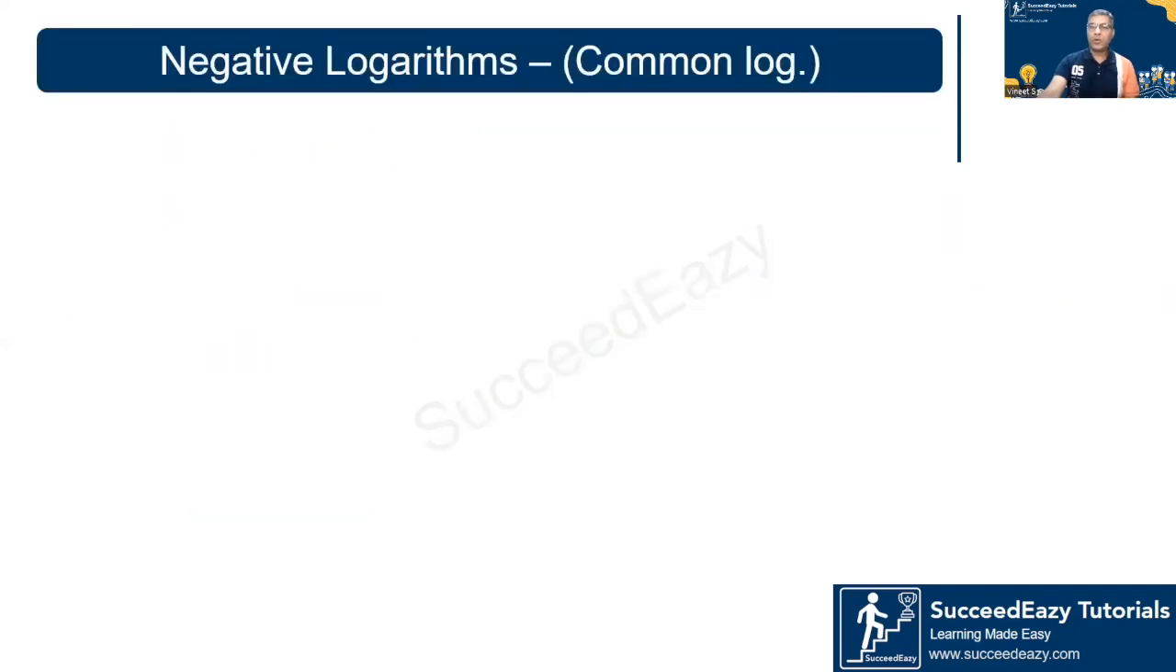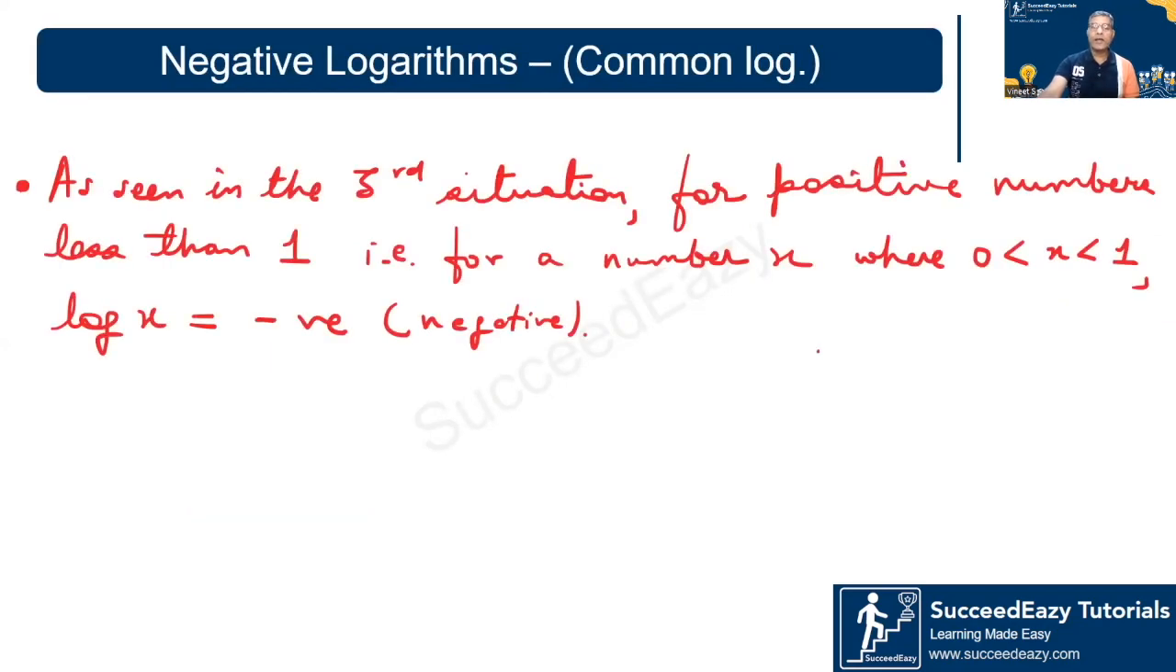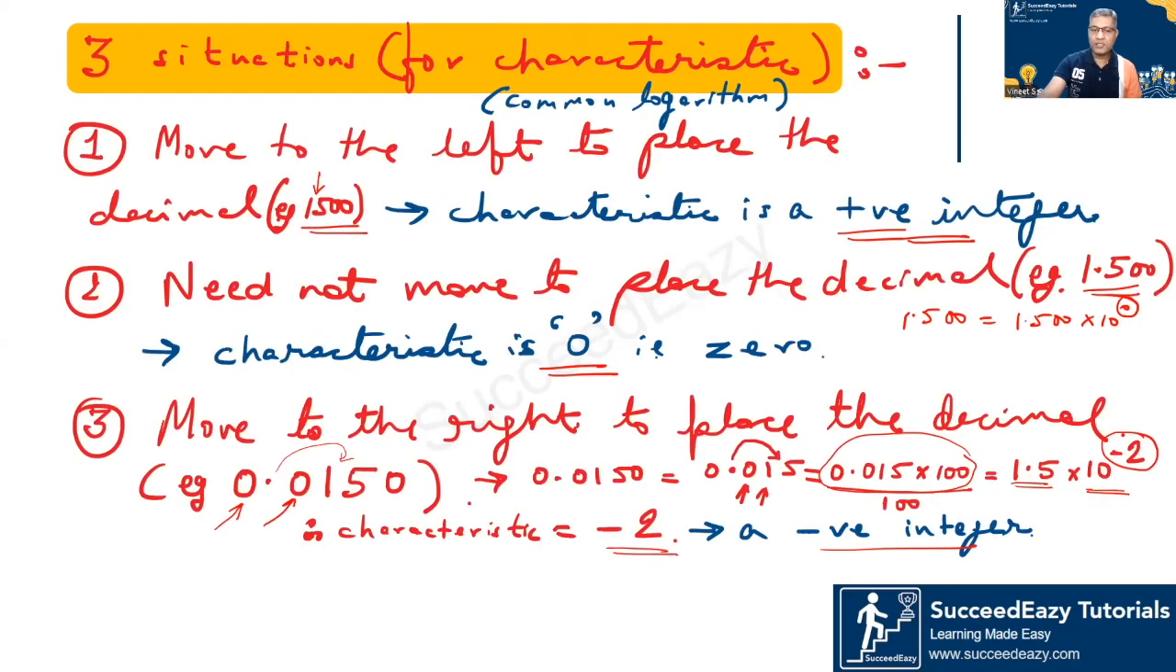Now, what are negative logarithms? As seen in the third situation, for positive numbers less than 1, that is for a number x, where x is between 0 and 1, log x is negative. Why? Because the characteristic here is negative. So you will add this negative characteristic to a positive integer, which you will see later, the mantissa part, and you will end up with a negative number, right?